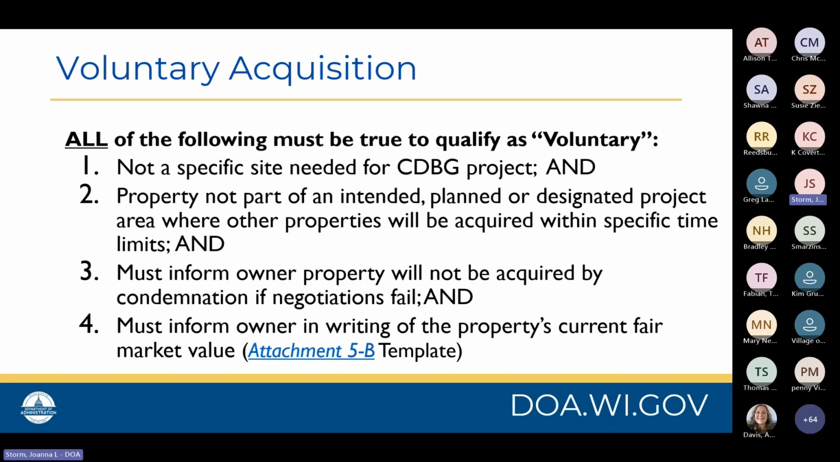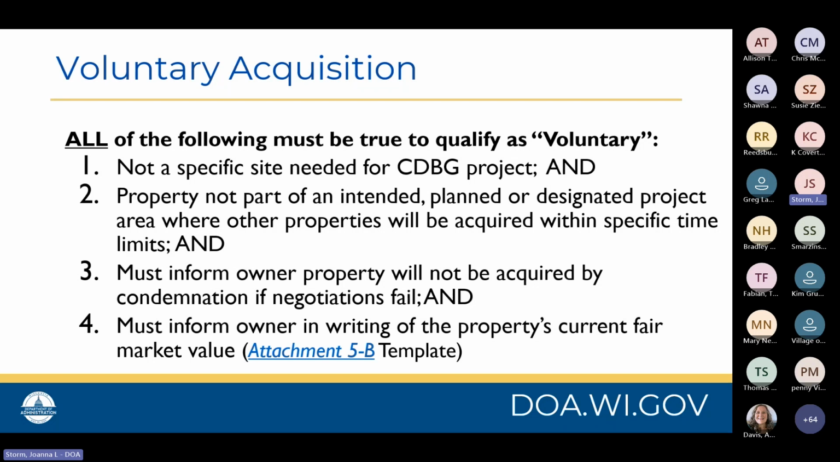For voluntary acquisition to be the correct designation, all of the following must be true. It should not be a specific site needed for the project, as in the municipality or the CDBG grantee should have multiple options available of where they could perform the project. If the project absolutely must occur at a designated site, because maybe it's a new well that you're putting in, and that's the only place where you can find adequate water, then it's likely not going to be deemed voluntary acquisition. So the municipality needs to have options of where they can choose to go.